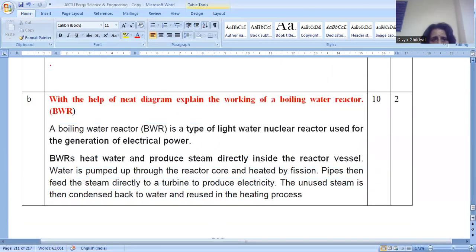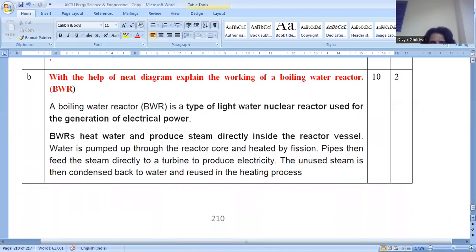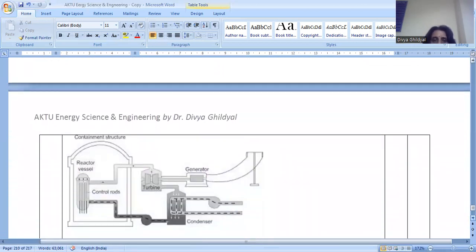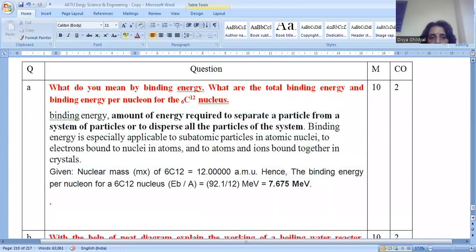Okay, next, what is there? With the help of a neat diagram, explain the working of a boiling water reactor. This is a type of light water nuclear reactor used for the generation of electric power. It produces steam directly inside the reactor vessel, and water is used here, and then this steam is used to run the turbine. This turbine generates electricity which is used in home or industrial purposes. So basically, it is about running that turbine.